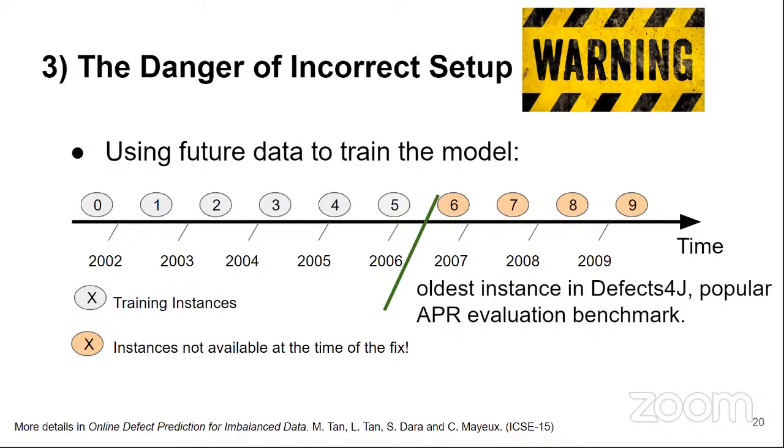The reason is that the training instances in orange occurred after the bug under test was fixed. Such instances in practice were not available at the time of the fix and might contain information on how to fix a bug that will not be available to the model in practice. Therefore, using such instances to train a model and evaluating it on the Defects4J dataset might lead to artificially high results, as described in previous work for defect prediction.